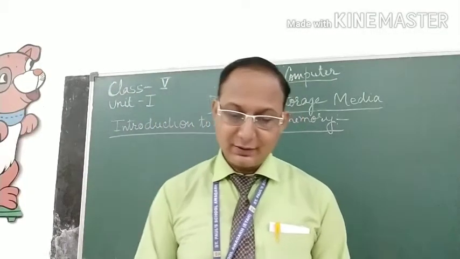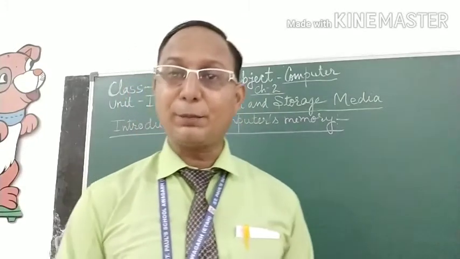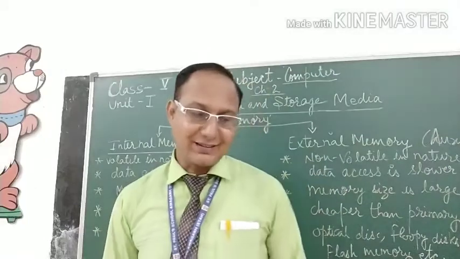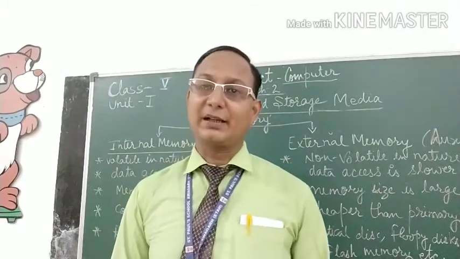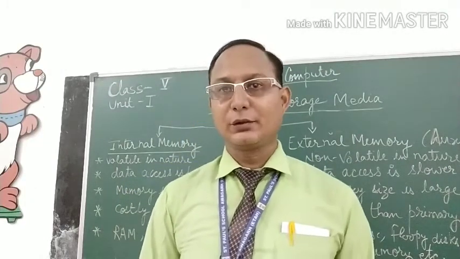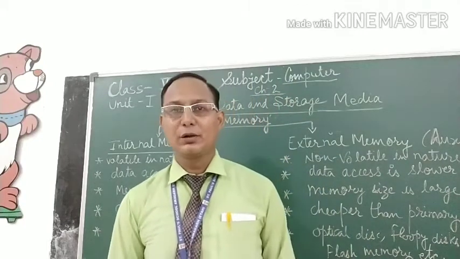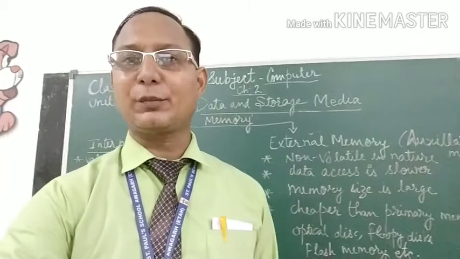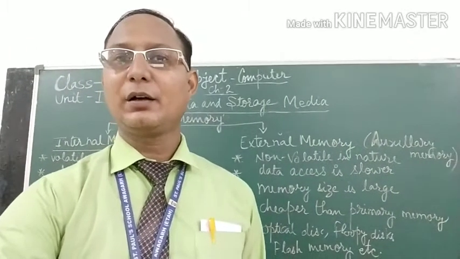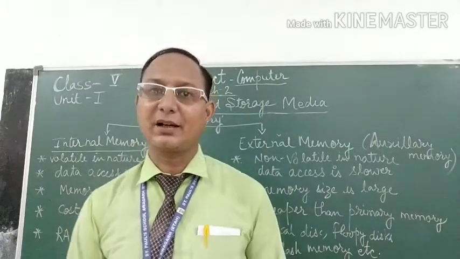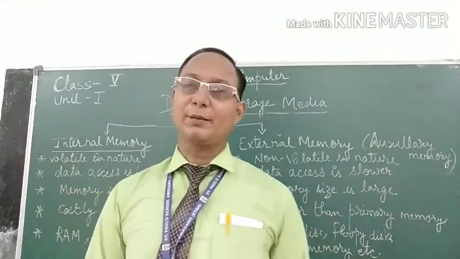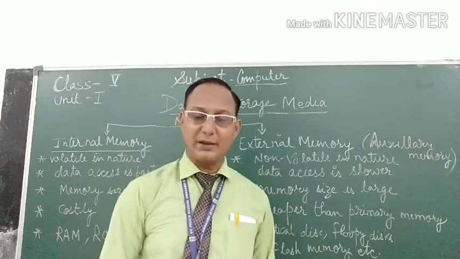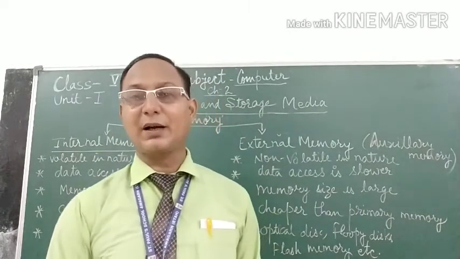Now we will see there are two main categories of memories. So children, let's see the two main categories of memories. You already know that there are two types of memories. How many types of memories are there? There are two types of memories, internal memory and external memory. So let's see what is an internal memory. It is a primary memory that is directly accessible by the CPU.